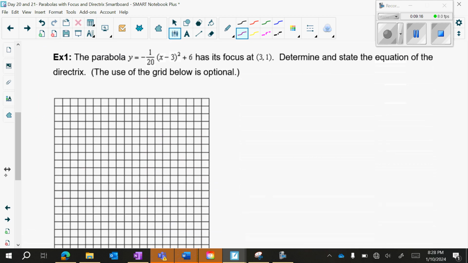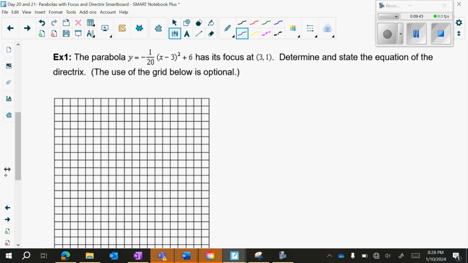So here was a Regents question. There's definitely at least one Regents question on parabolas on every Regents. Sometimes it's in the other format where you have to write the equation, and sometimes it's in a format like this where they give the equation and you have to find a piece or a part from it. Here's my equation, and it tells us the focus, and it says determine and state the equation of the directrix. The use of the grid is optional.